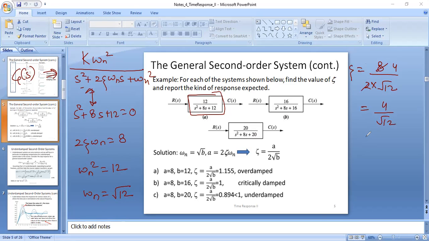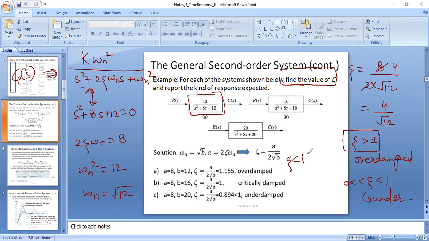Now you have to find the value of zeta and report the kind of response expected. Since this value would be greater than 1, you will say it is overdamped. If it is between 0 and 1, then you will say it is underdamped.